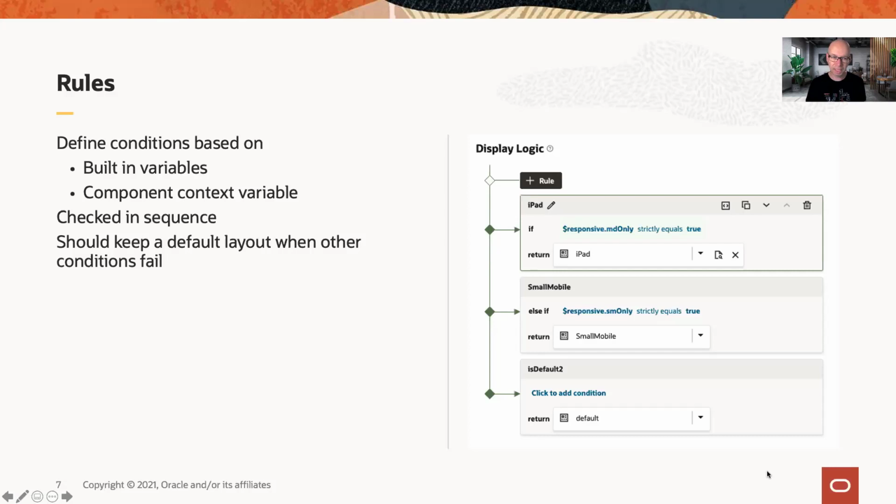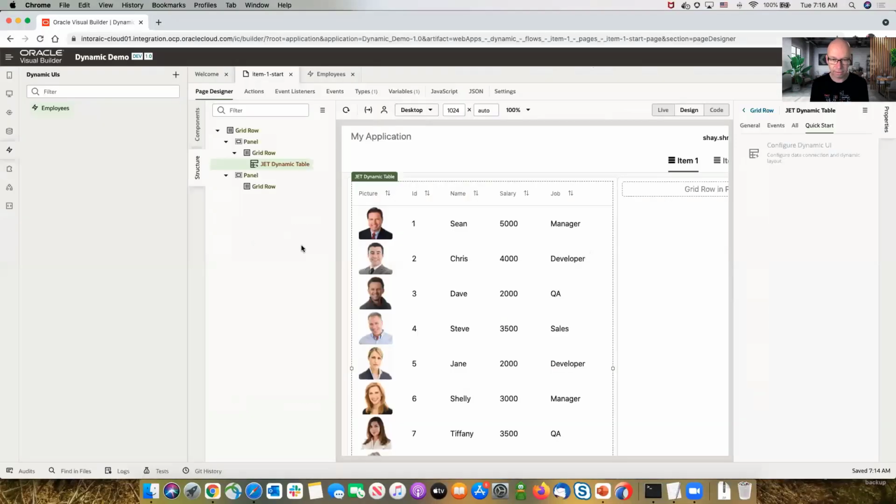Those rules are going to be executed in sequence. So from the top to bottom, we're going to check the rule. If we match the rule, we're going to use the template that you used to show that component. And one thing you should usually keep is a default rule that is going to be shown in case none of the other rules matched. So let's again see how this is done.